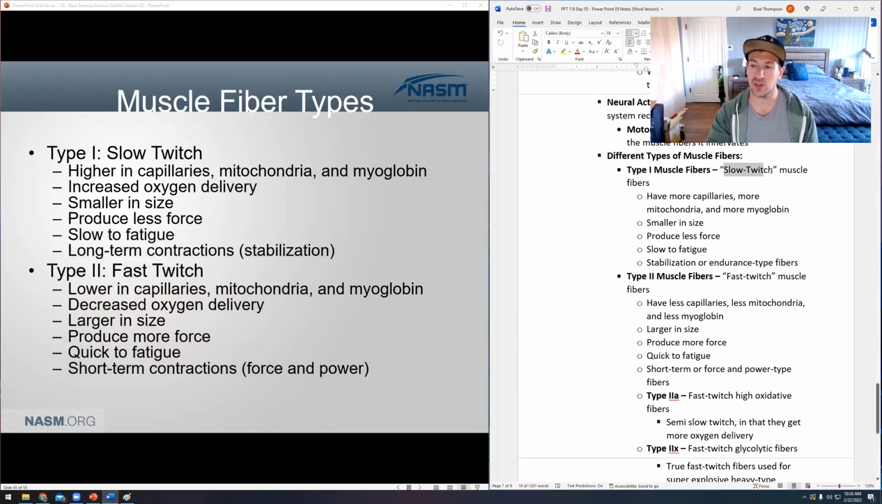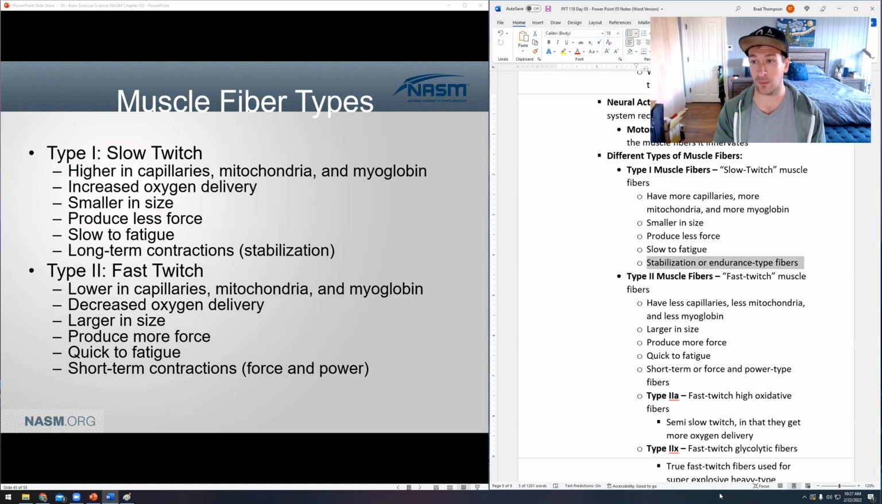So type 1 fibers are slow twitch. They have way more blood flow going to them. They have more mitochondria and more myoglobin. So the way those muscles got big is because they're probably packed full of mitochondria, maybe a little bit of cellular fluid, but they don't have very many rods, very many myofibrils running through them, which means they are much smaller in size and can't produce as much force. These are very slow to fatigue muscles, but not very big muscles. So these are stabilization or endurance type fibers.